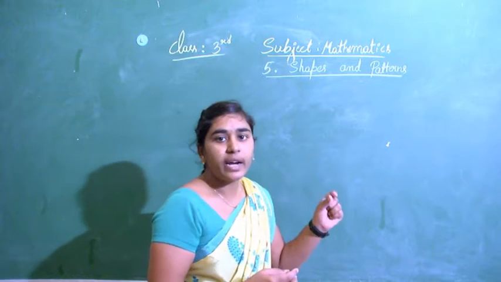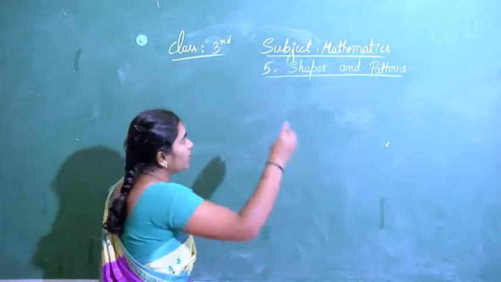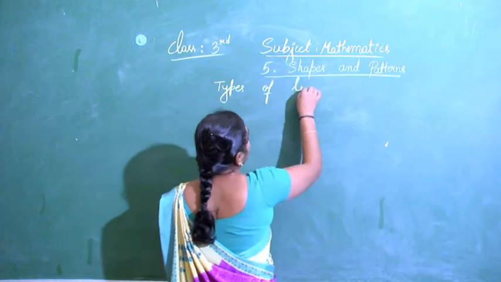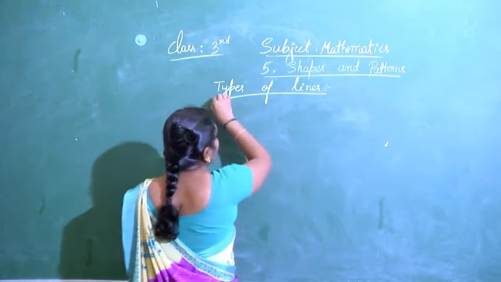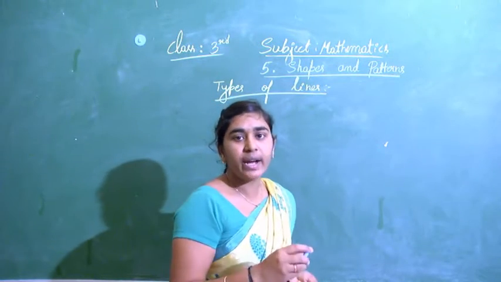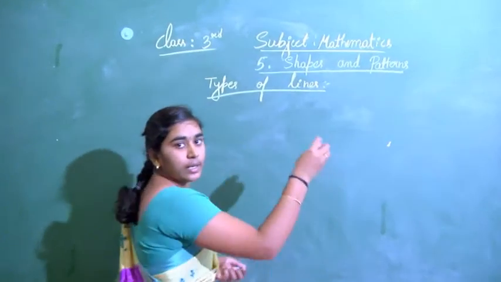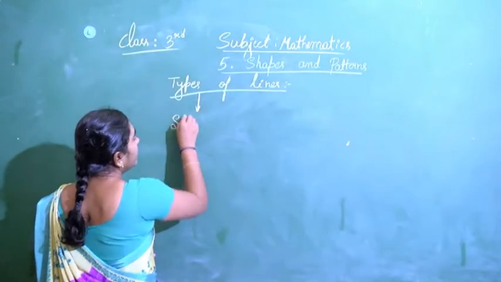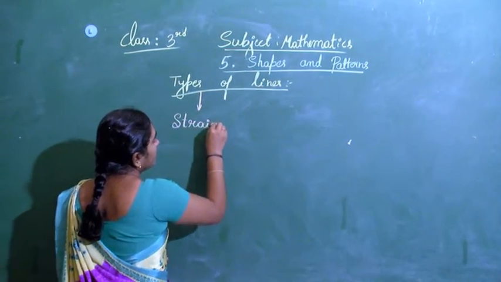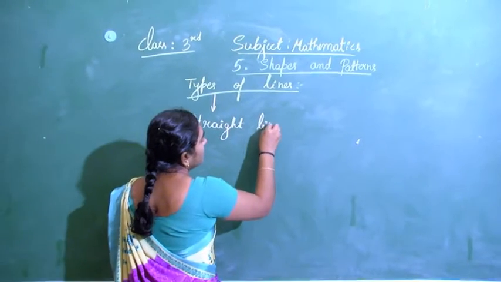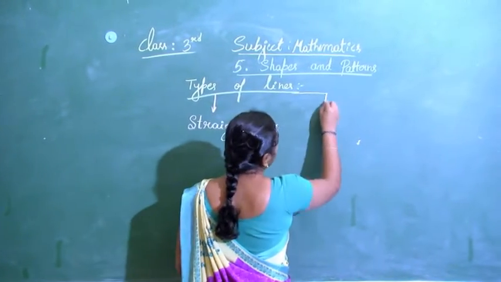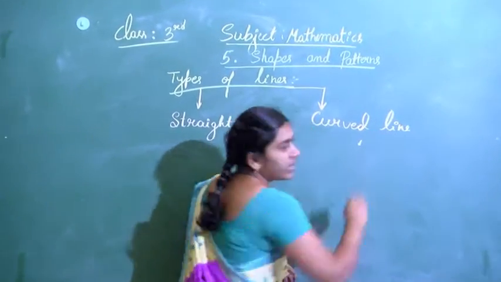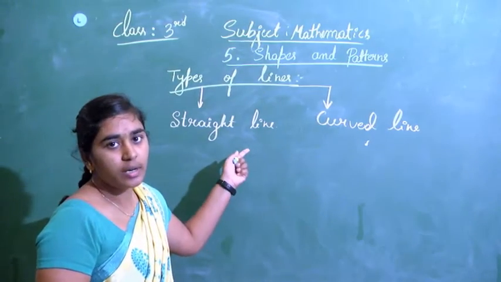How do we divide the types of lines? There are two types of lines, right? Now tell me which are the two types of lines we divide. Usually there are which two types? One is straight line, another one is curved line, correct?